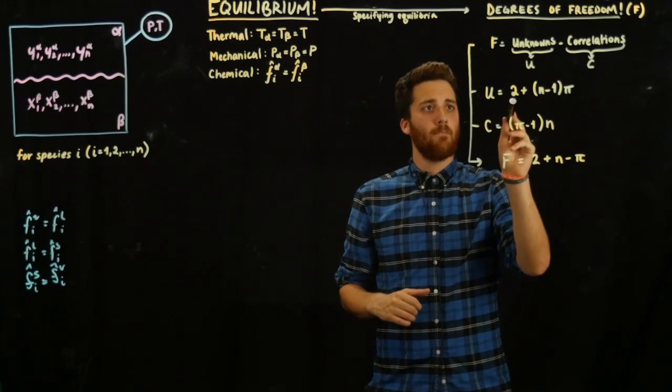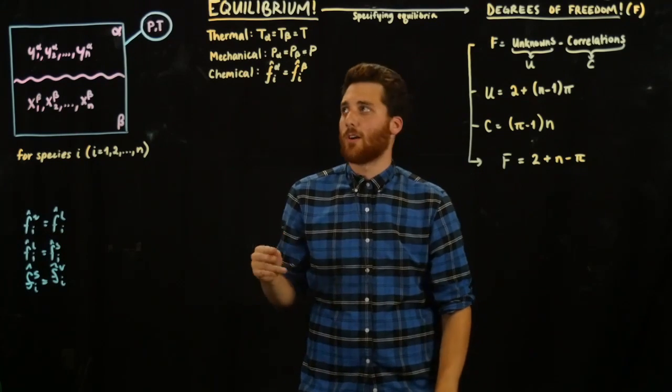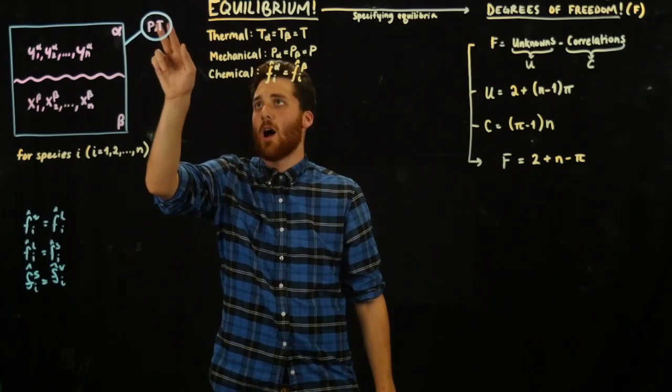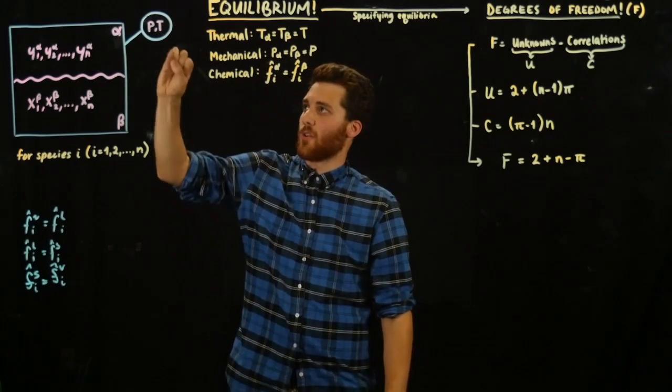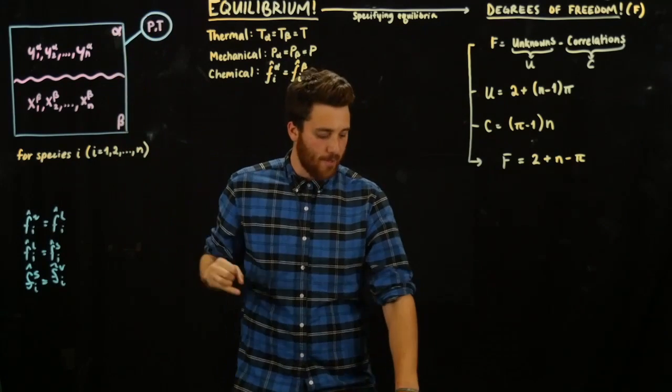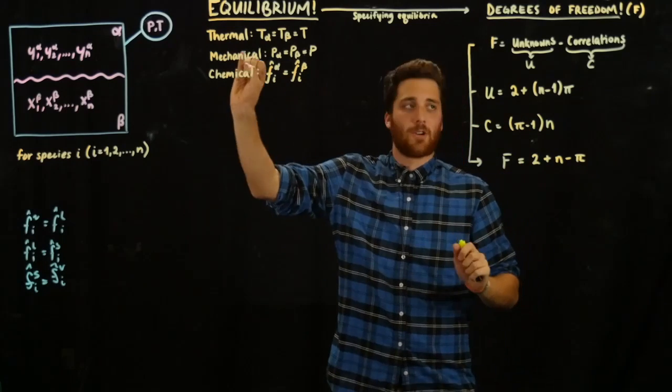For our unknown term, these are all the unknown intensive properties, and the first two that we're going to look at are our pressure and temperature. Within our system, we're assuming it's at thermal and mechanical equilibrium, which means that there is only one temperature and one pressure for this whole system. So our unknown term here is just going to be 2 for pressure and temperature.